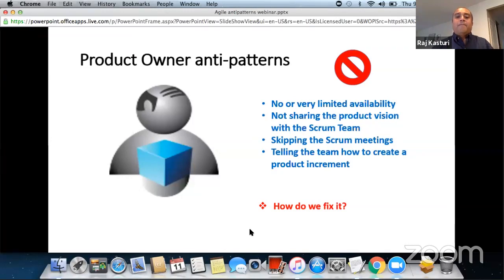So not just sharing this vision with the senior executives and leaders, but the product owner must share this vision with the Scrum team. A Scrum team that knows about the product vision, where they are heading, is very, very important, so that the Scrum team can be creative and make sure that they are aligned with the product vision and the product owner in general.